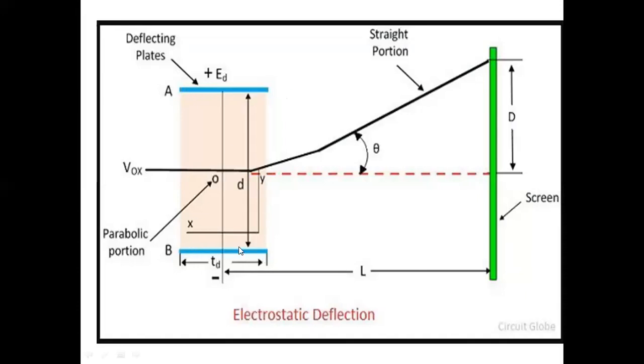So these are the vertical deflection plates. The distance between them is d, and the total length of the plate is LD. Not TD, it is LD. We will see that by deriving the equation.